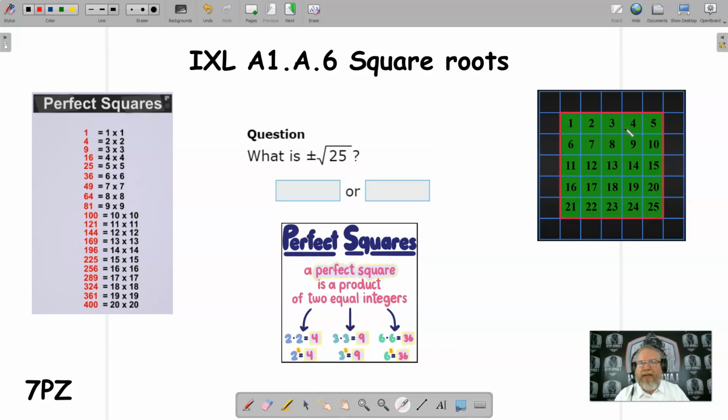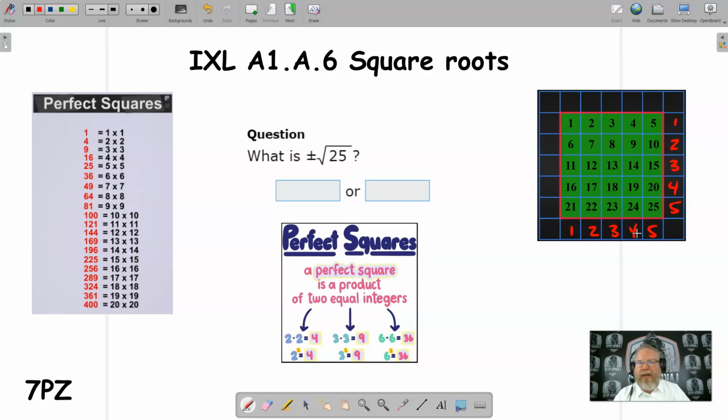So I have 25 units inside of a square, and we can see that indeed each side of the square, 1, 2, 3, 4, 5, is 5 units long. If we look at the other side, we'll look at the side over here, 1, 2, 3, 4, 5. So it's 5 units wide, 5 units tall.